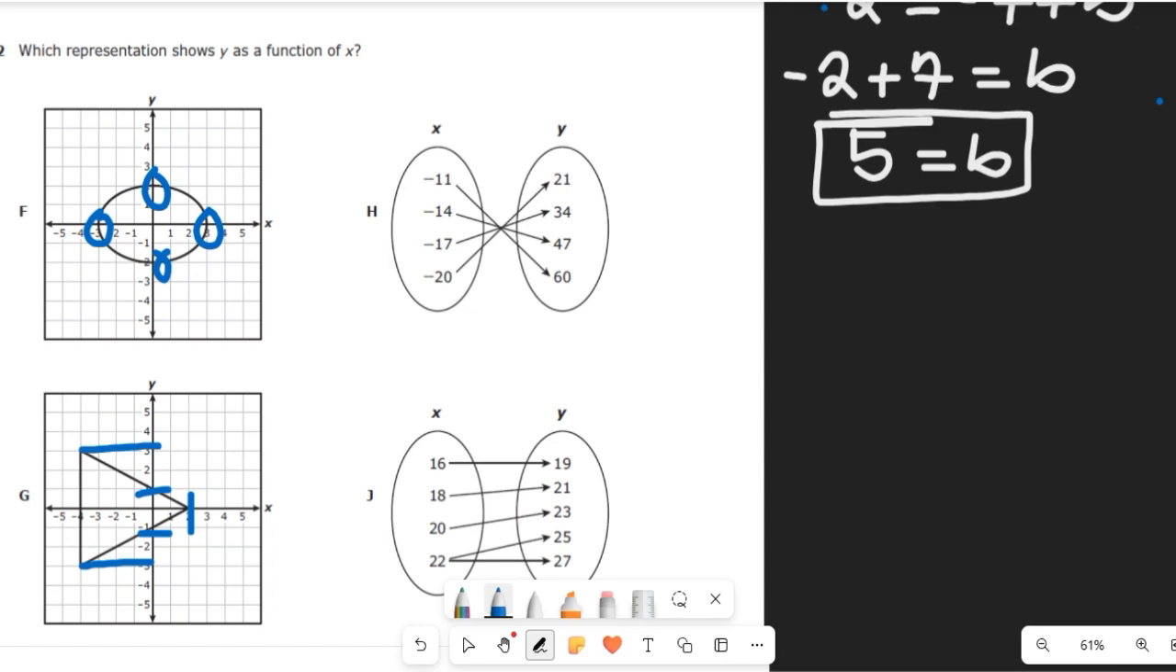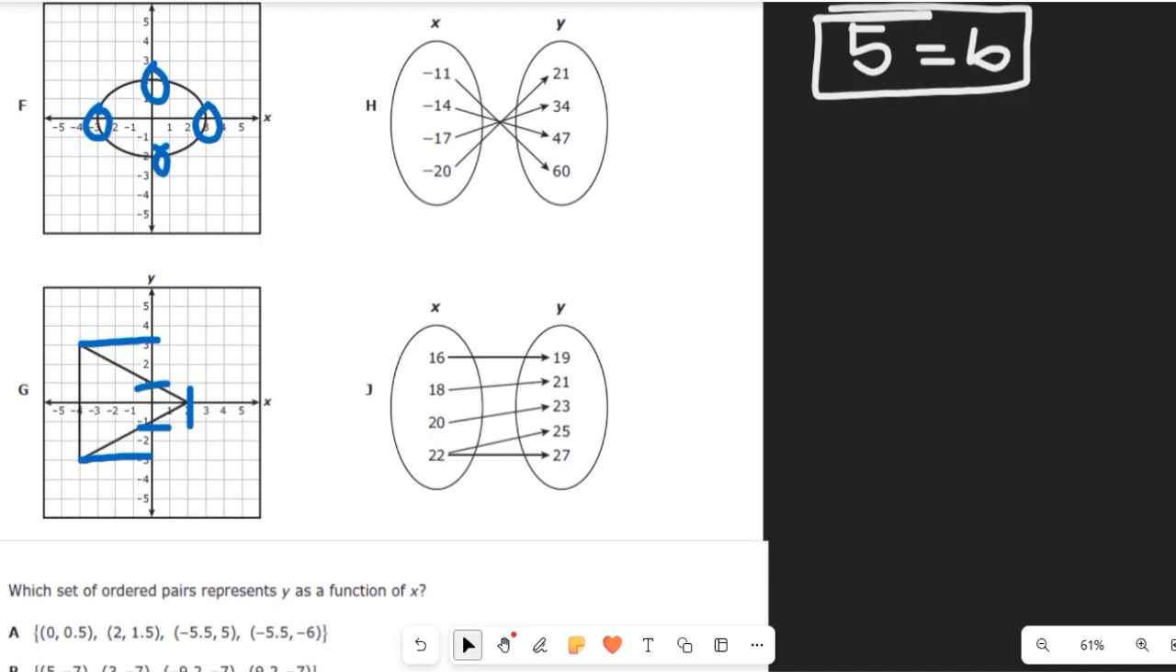Now let's go to the mapping. If we go to the mapping, from this mapping on J, you find out that 16 maps to 19. Fine. That is an x value mapping to exactly one y value. 18 maps to 21. 20 maps to 23. For 22, what's happening to 22?